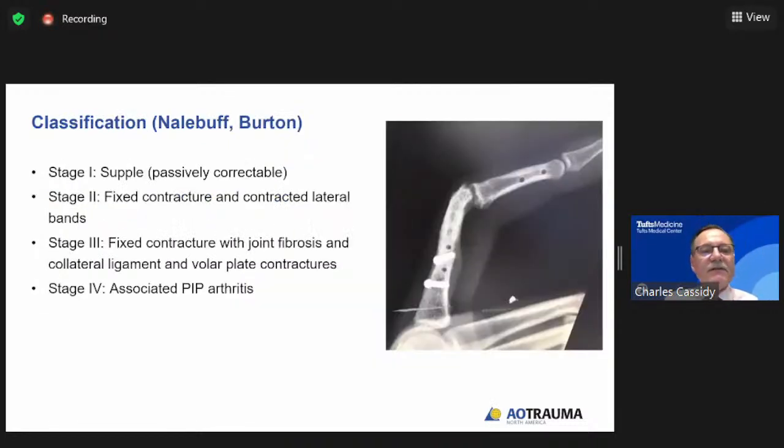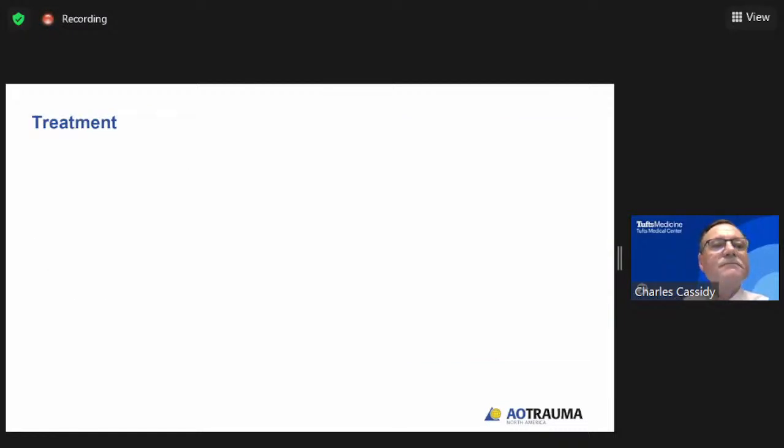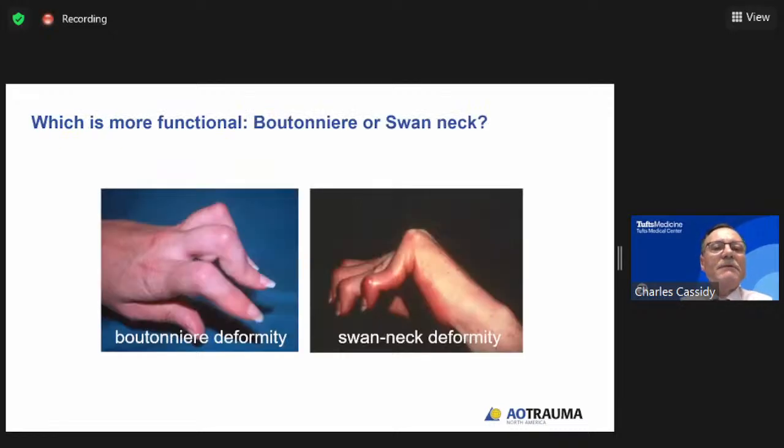There's a classification. Initially, as I mentioned, the Boutonniere tends to be supple. Later, you get a fixed contracture with contracted lateral bands. Stage 3 is a fixed contracture with joint contracture. And stage 4, like the one on the right, is arthritis, and that's a different treatment algorithm, which we won't discuss tonight. So over to treatment.